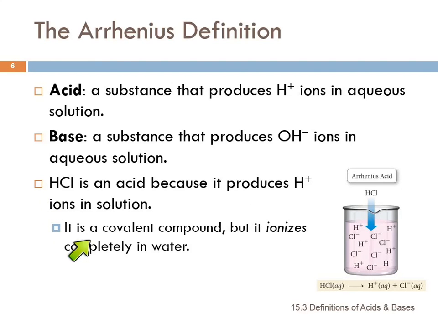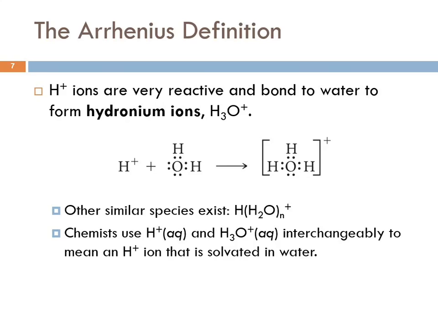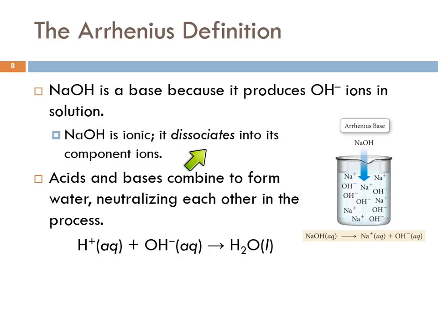HCl is a covalent compound. It ionizes. It did not have ions before. It forms ions when it comes in contact with water. We use a different word for the ionic compound. We say it dissociates into its ions. Solid sodium hydroxide contains ions. When you put it in water, they just separate. We're not forming ions, we're just separating them. So it dissociates. There's a picture of that.